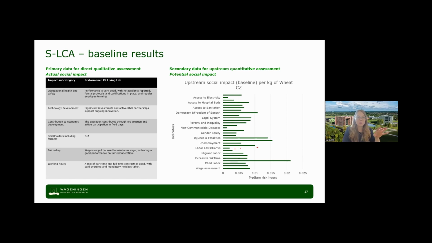Because this is potential risk. So this is risks. This is not actual impact because it's just based on secondary data sources and statistics in these databases. So it's not said it links one-on-one to this living lab, of course. But this is based on wheat in Czech and modeling the size of this farm and the amount of inputs they get from certain countries.